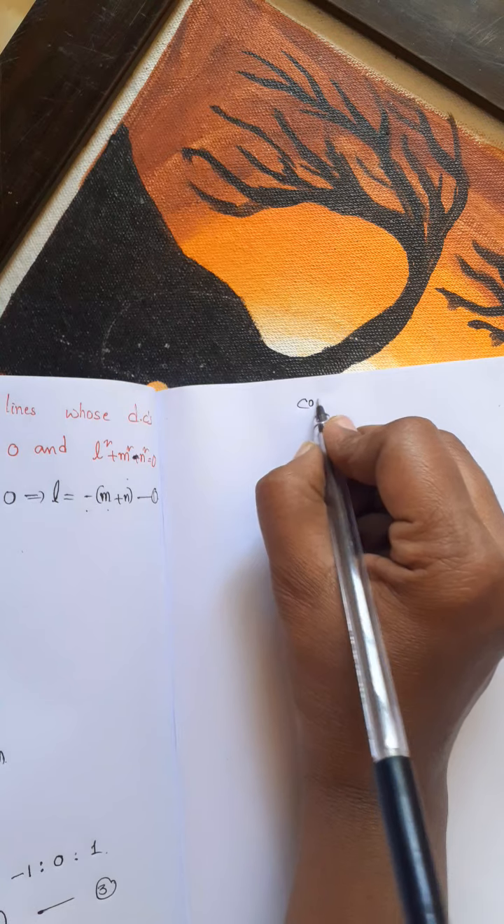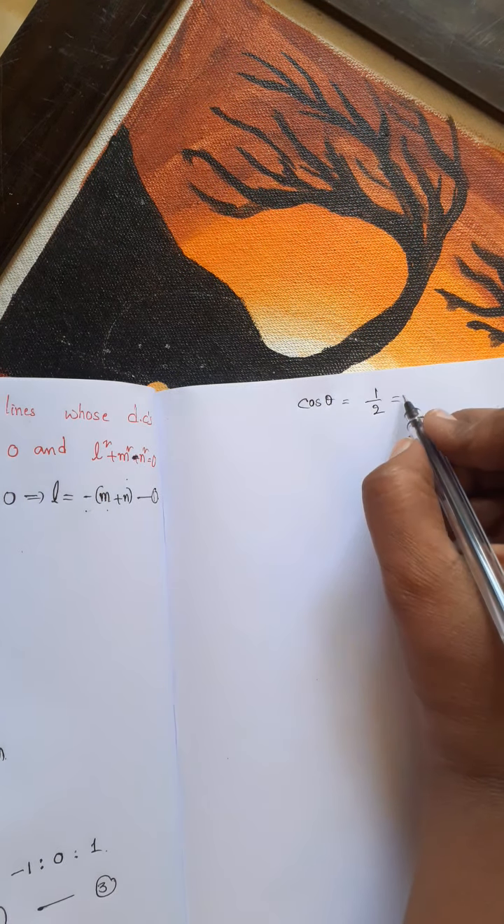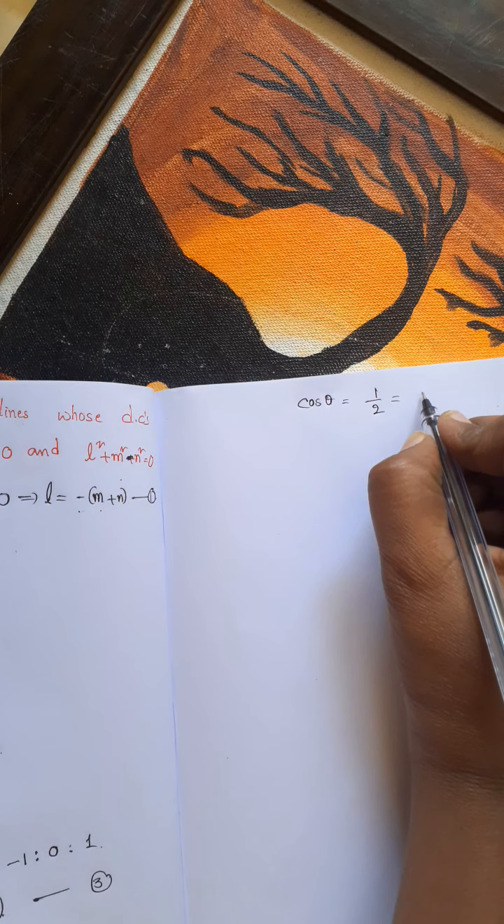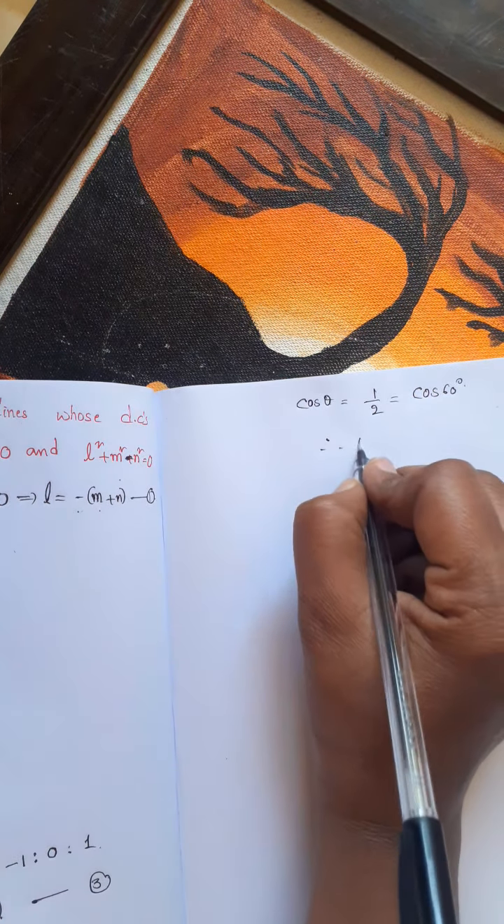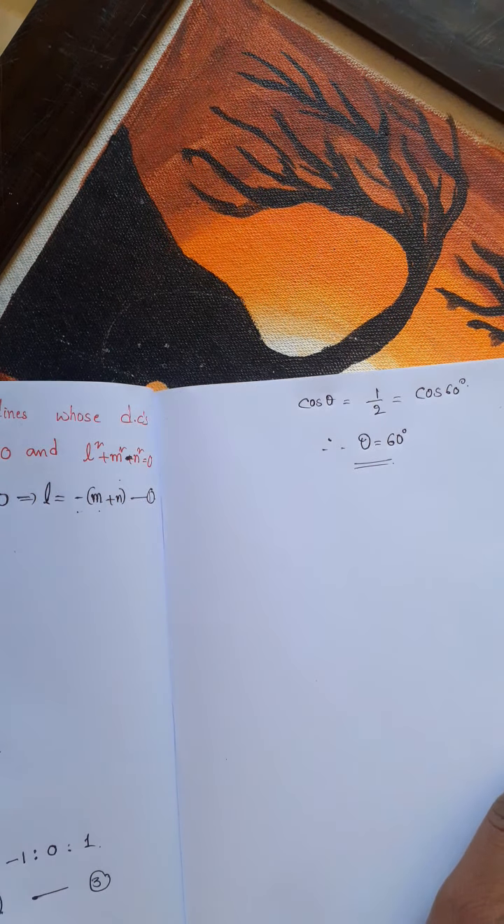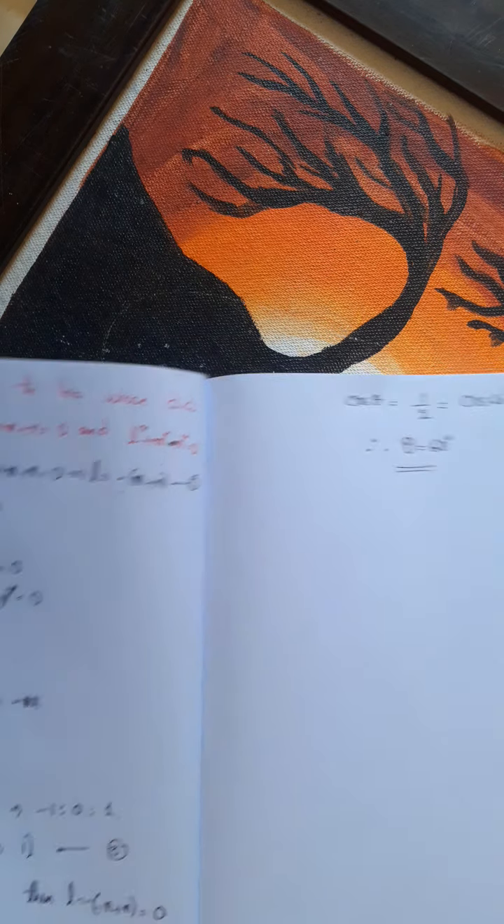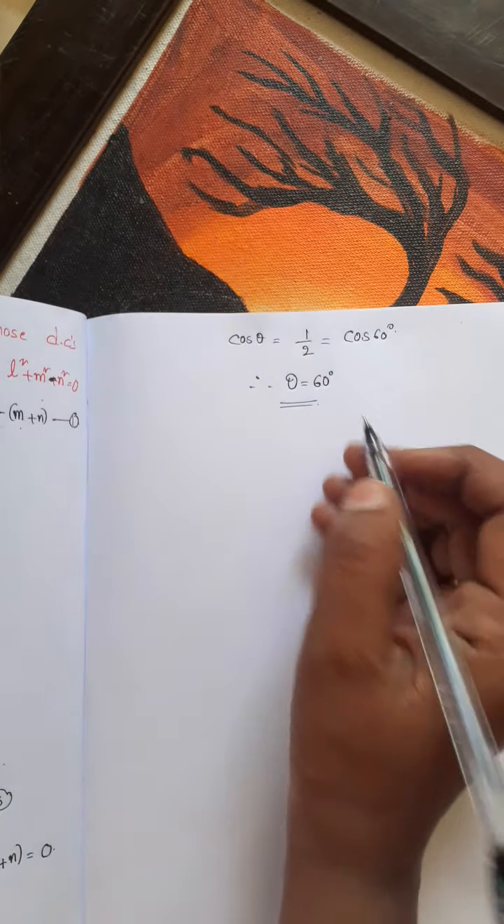Hence you have cos theta is equal to 1 by 2. For what value of theta will you get 1 by 2 in cos? Cos 60 degrees, right? So hence theta is equal to 60 degrees. Therefore the required angle between the given lines is 60 degrees. In this way we have to solve.